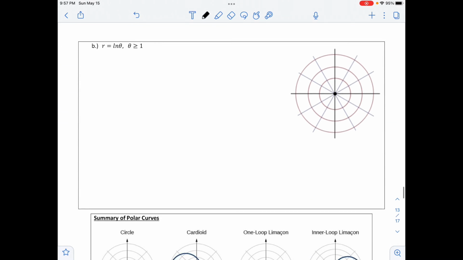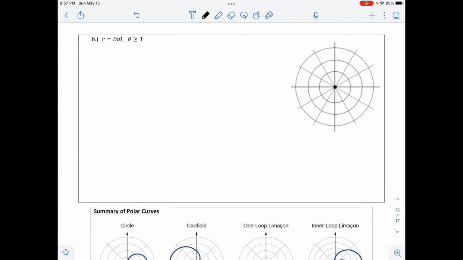On the next page, we have another example. This time r is equal to ln of theta, and it tells us that theta is greater than or equal to 1. So we're going to go ahead and do the same exact thing like we did and create a table of values. So for theta and for r. And so for this one, I'm going to go ahead and put down some values at theta. It says theta has to be greater than or equal to 1. And then from there, I'm going to go ahead and do pi over 3, pi over 2, 3 pi over 4, pi, 5 pi over 4, and it's up to you to pick whatever values it is that you need.